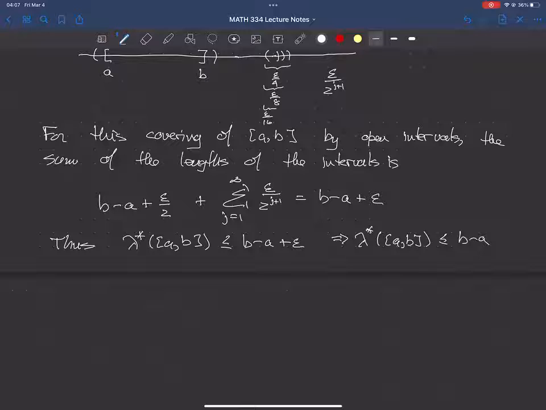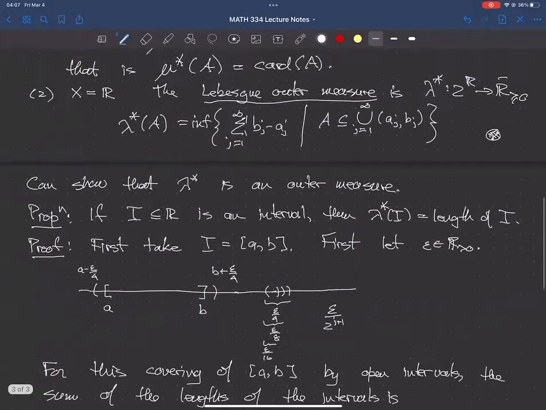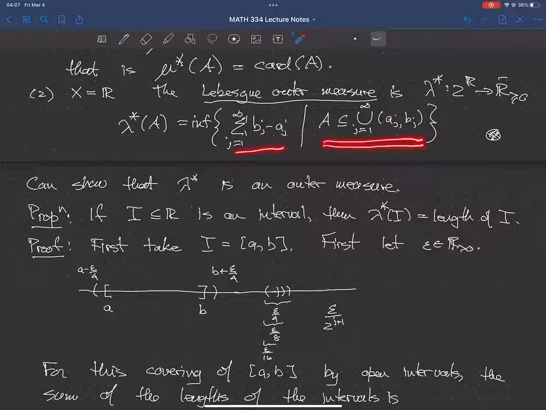Okay. All right, so then I need to prove the opposite inequality. All right. And so then what I need to do is I need to show that if I take any open covering, okay, so I'm going to choose an arbitrary open covering, what I'm going to show is that the sum of these lengths should be at least B minus A.